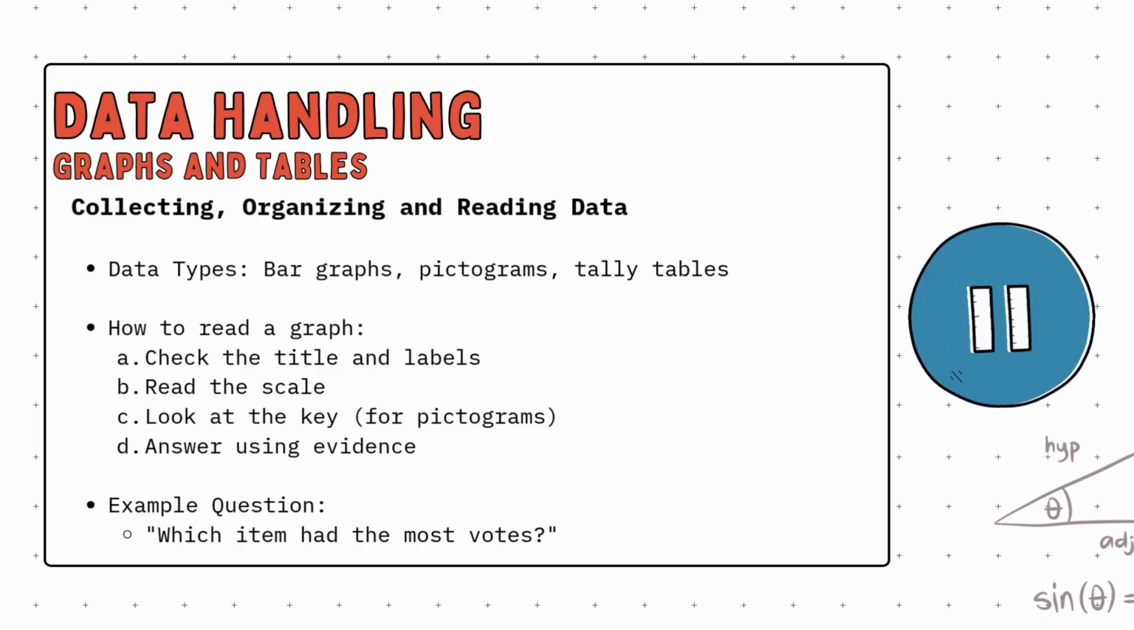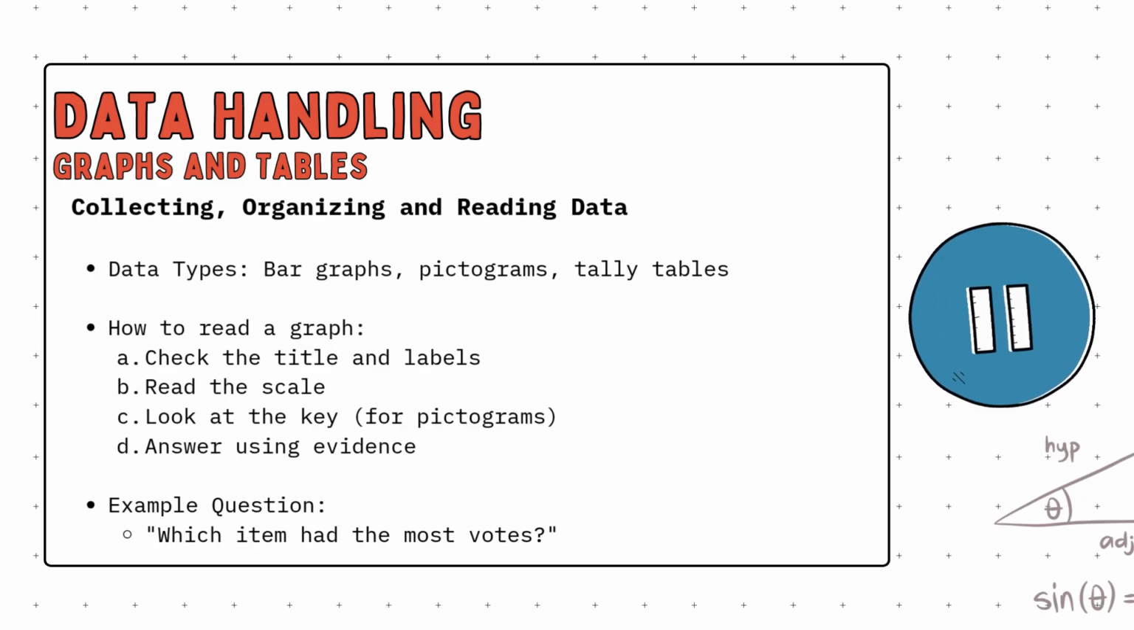After we collect the data, we can organize it into pictographs or bar graphs to help us see and understand the information better. When you read a graph or a chart, always follow these steps. Start by reading the title so you know what the graph is about. Look at the labels on the sides and at the bottom. These tell you what the numbers and pictures mean.